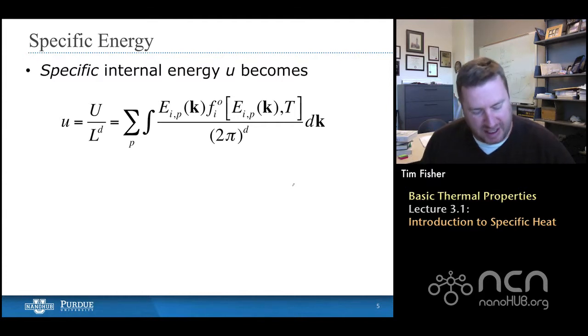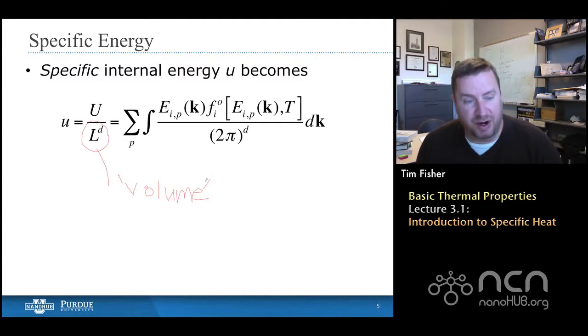So that's what this L to the power d is. This is what we're going to call volume, almost no matter what dimensionality we're looking at, where d, again, is the dimensionality of the problem. So in 3D, that's L to the power 3, where L is some characteristic length of the overall system of interest. But in 2 dimensions, our volume will actually be an area, L to the power 2. And in 1 dimension, it's a length.